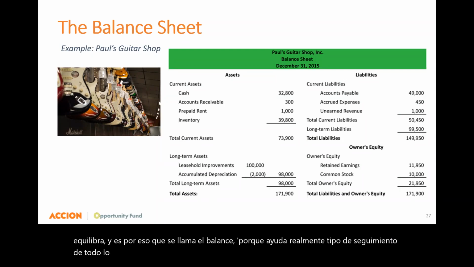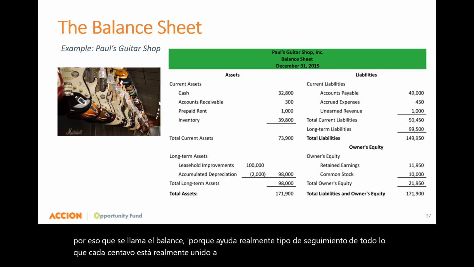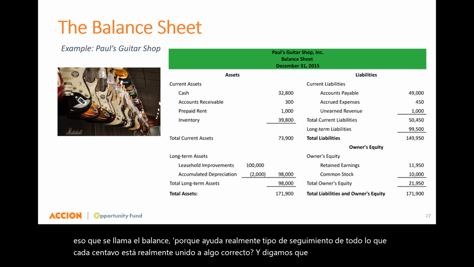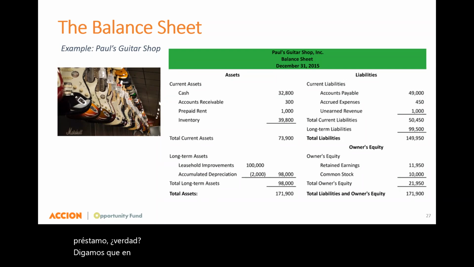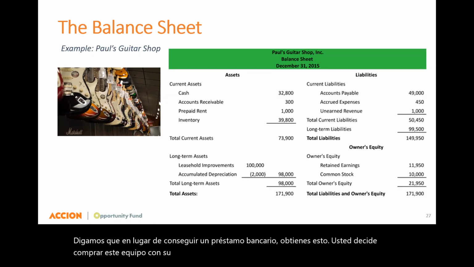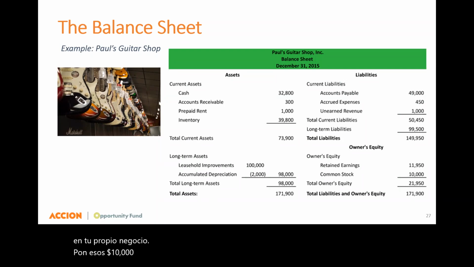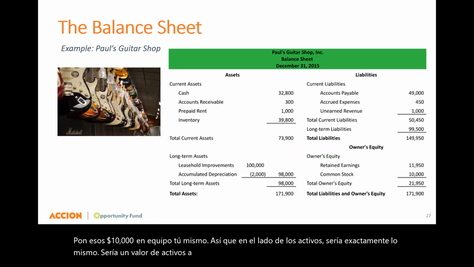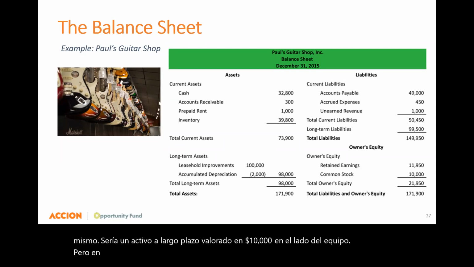And let's say that maybe you didn't take out a loan, right? Let's say that instead of getting a bank loan, you decide to buy this equipment with your own personal funds. Let's say you're going to invest in your own business and put that $10,000 in equipment yourself. So on the asset side, it would be the exact same thing: a long-term asset worth $10,000 on the equipment side. But instead of a liability, this would be called paid-in capital, right?